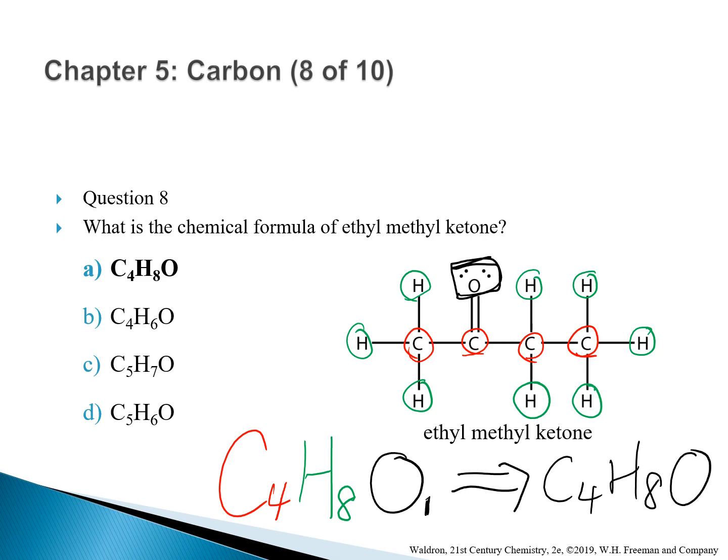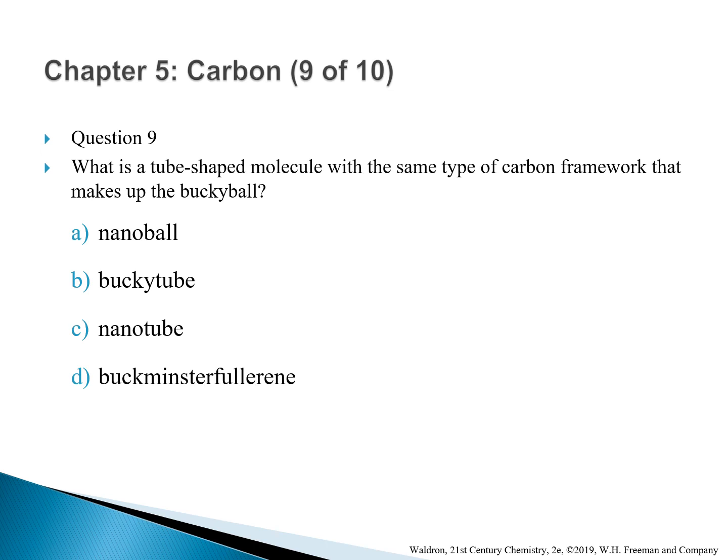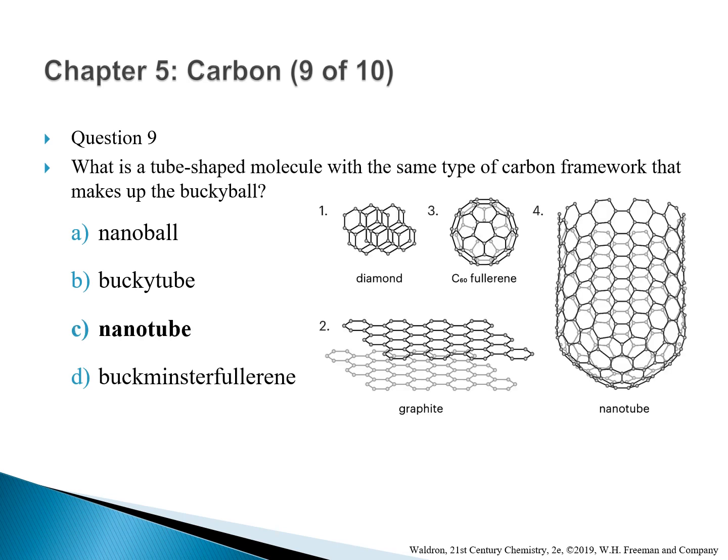C4H8O. Question 9. What is the tube-shaped molecule with the same type of carbon framework that makes up the Buckyball? A, nanoball. B, Buckytube. C, nanotube. D, Buckminster fullerene. Please pause your video here. The correct answer is C, nanotube. Refer to picture number 4 to your right, which is a nanotube.